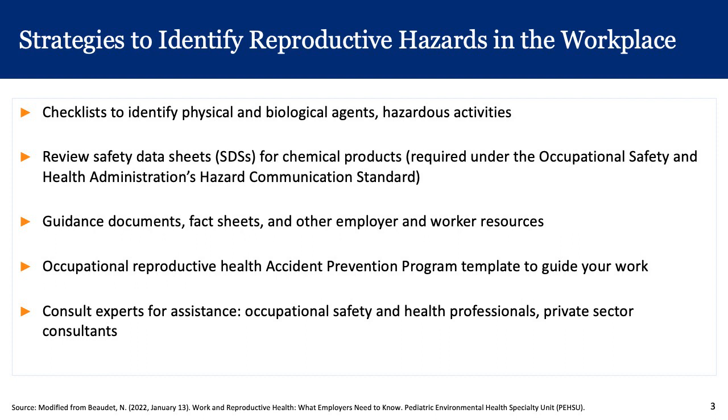You may also review, but should not solely rely on, safety data sheets, also known as SDSs. You can also review SDSs for chemical products as required under the Occupational Safety and Health Administration's Hazard Communication Standard. You can also use guidance documents, fact sheets, and other resources available for employers and workers, in addition to using an Occupational Reproductive Health Accident Prevention Program template to guide your work. You can also consult experts for further assistance. So in the next few slides, we will briefly describe what these strategies entail.